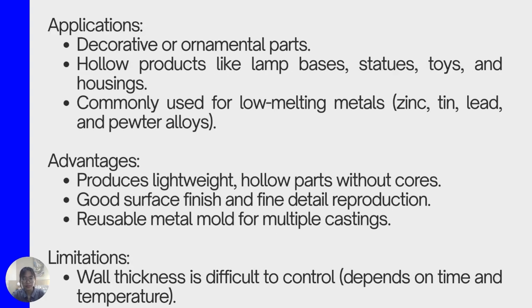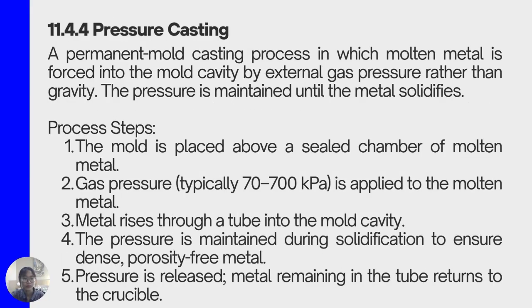This method is typically used with low melting point metals such as zinc, tin, and lead alloys. It's ideal for decorative and ornamental products such as lamp bases, figurines, toys, and prototype parts. While slush casting offers simplicity and excellent surface finish, the wall thickness is difficult to control and the parts produced are not suitable for structural or load-bearing applications.